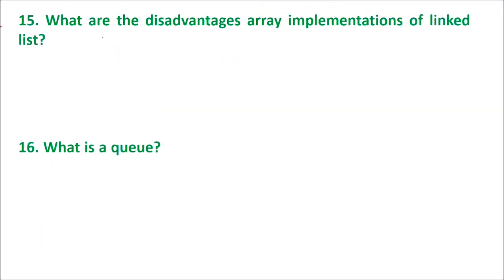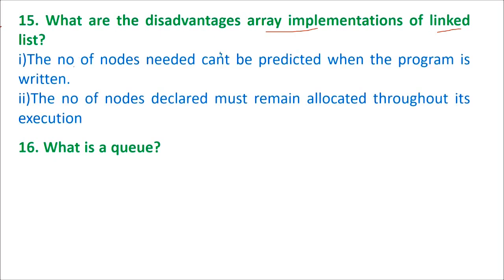Question 15 is, what are the disadvantages of array implementation of linked list? You want to implement the linked list with an array. What are the disadvantages? First is the number of nodes needed. You cannot predict when the program is written. How can you do it? Because an array has a fixed size, and the number of nodes declared must remain allocated throughout its execution. And this is a problem.